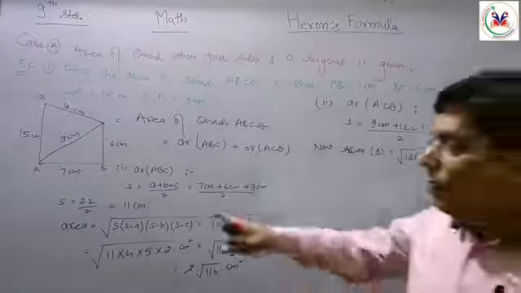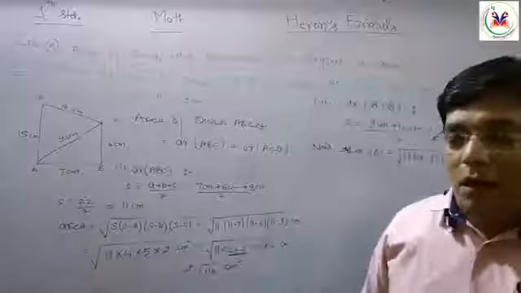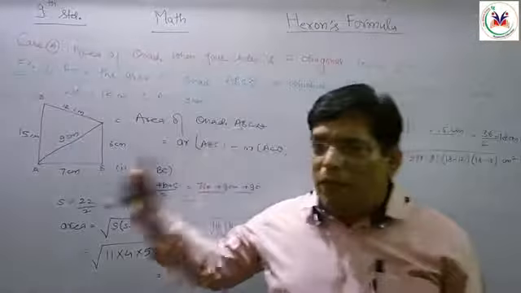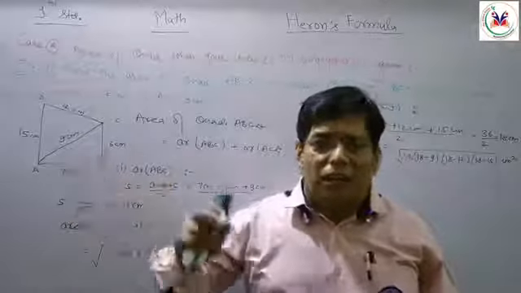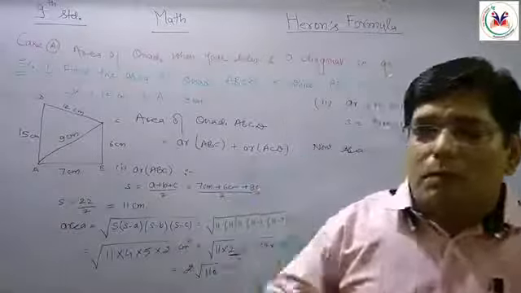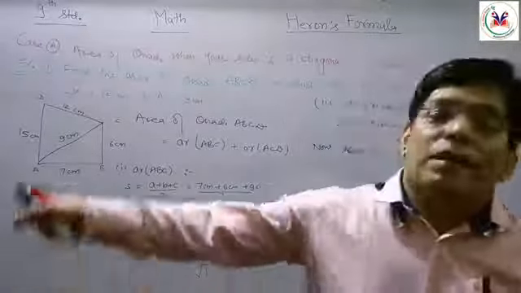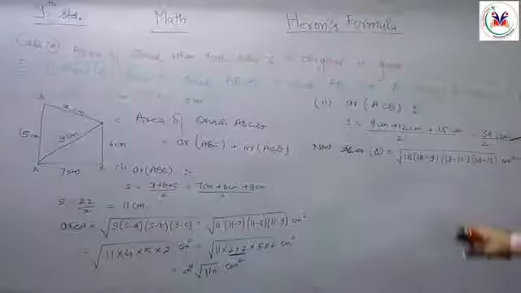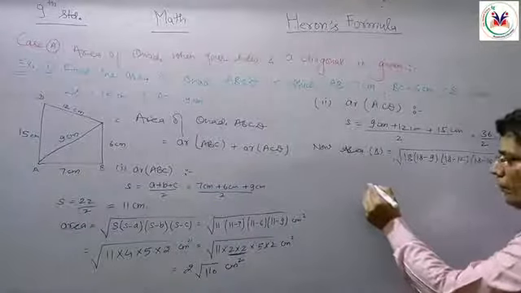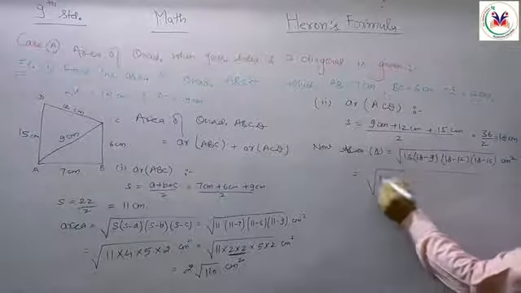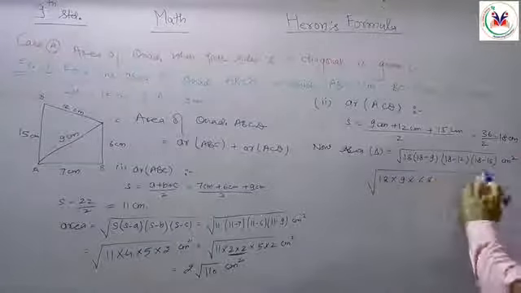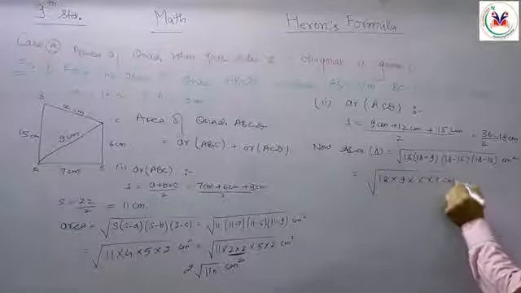Again I am repeating, whenever you have to calculate the area, it doesn't matter whichever the figure is, triangle, quadrilateral, whatever, the area's unit must be square. It may be centimeter square, kilometer square, meter square and whatever. Now 18 into 18 minus 9, that means it will be 9. 18 minus 12, it will be 6. 18 minus 15, that will be 3 centimeter square.